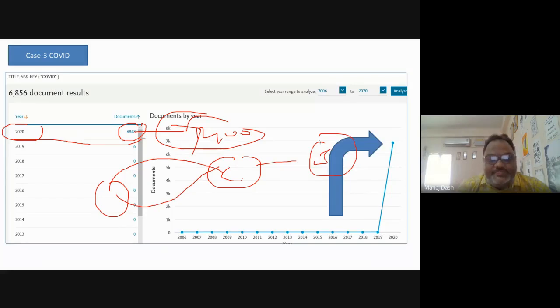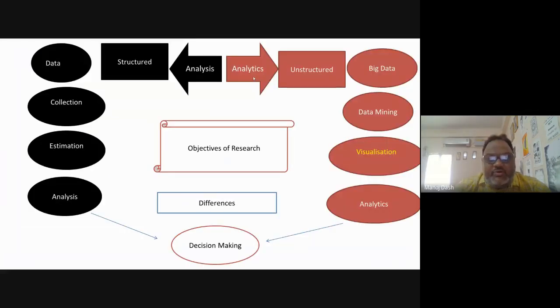That is the case. Now, there are two types of research: one is called analysis and the other is analytics. What is the difference? Most of the researchers I have seen say, sir, I did analytics. I asked, what is analytics? They said, sir, I applied factor analysis. If you apply factor analysis, can I say it is analytics? No. Now see the difference.